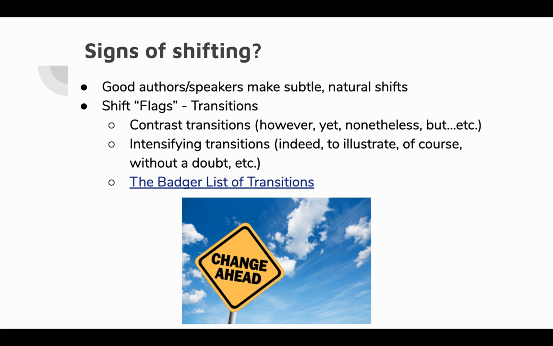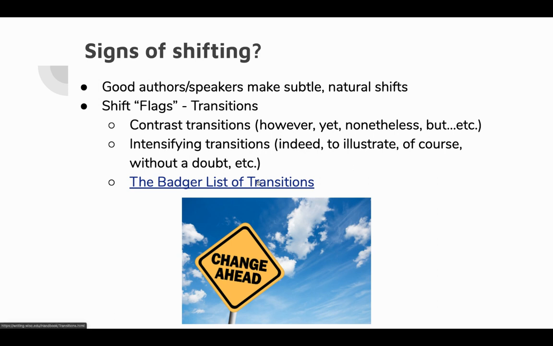So those intensifying transitions indicate that a shift is probably not about to appear, whereas a contrast transition will most likely introduce a shift, a change.